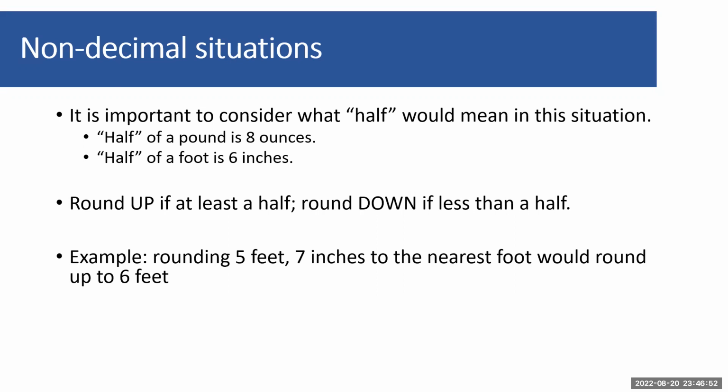So for example, if you rounded 5 feet 7 inches to the nearest foot, 7 inches is more than half of a foot, so you have more than 5.5 feet. So you'd round up to 6 feet.